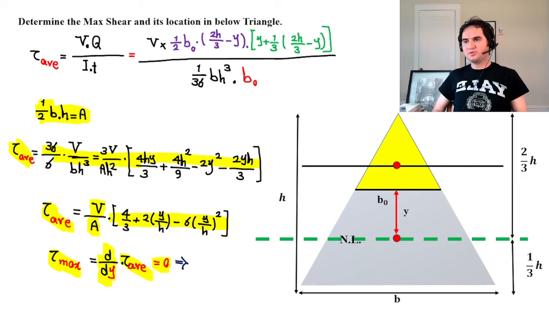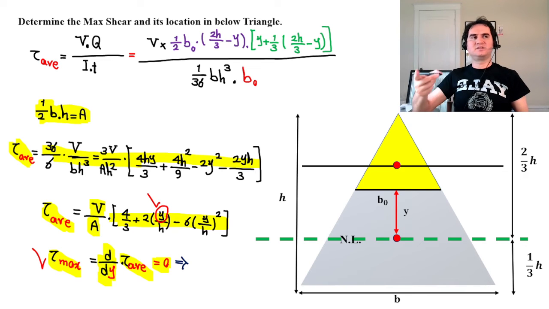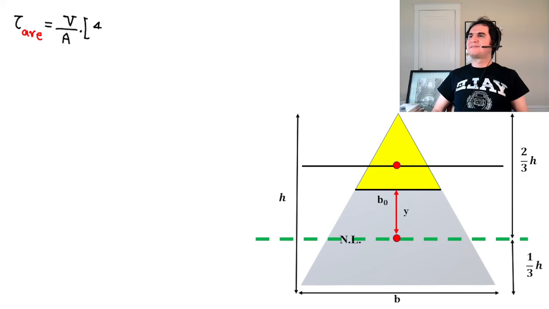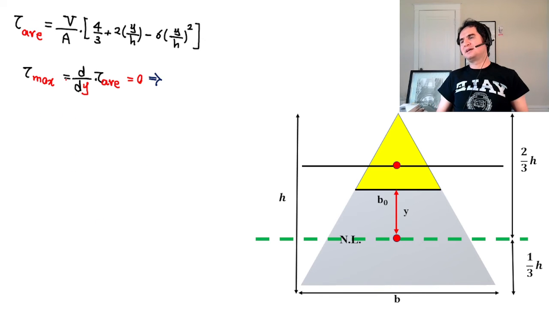Let's see how that goes. And that was an important part of solving this equation. We do all of that to get what y is. We are looking for y to replace in the main formula and get the tau maximum and also the location. So in that sense, tau average is this formula. Tau max is d over dy of tau average when it goes to zero.